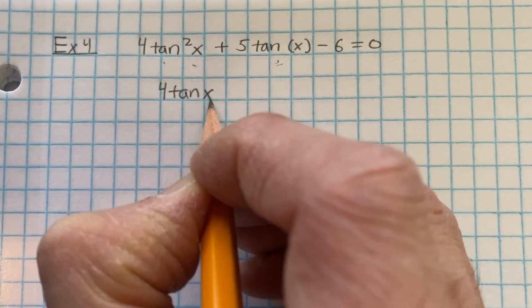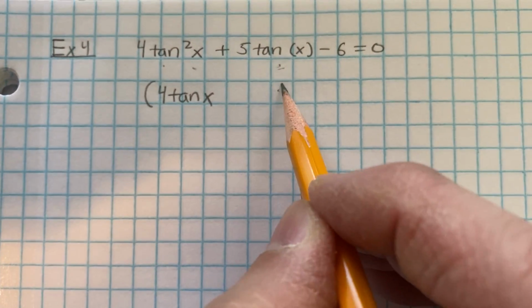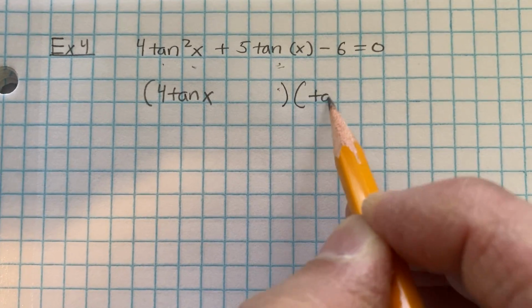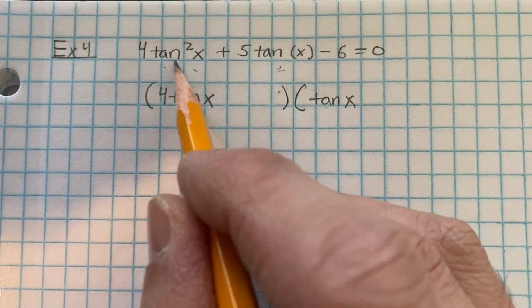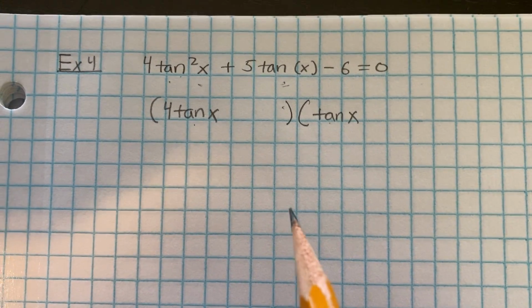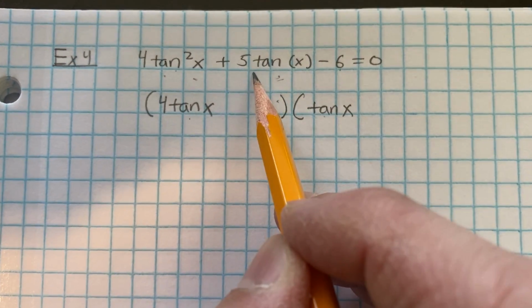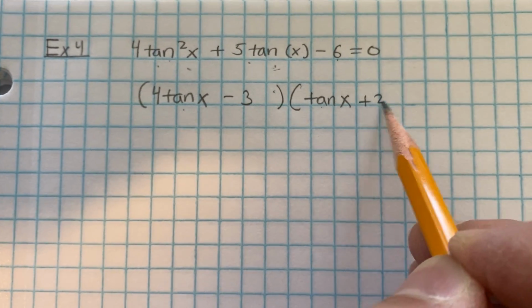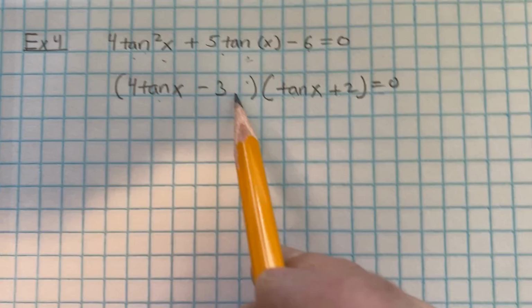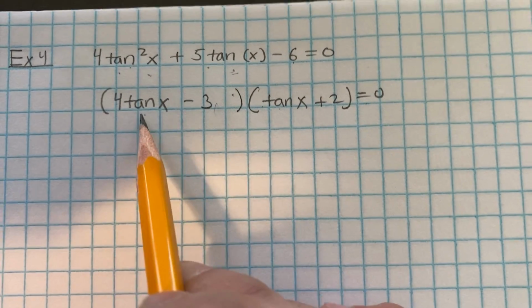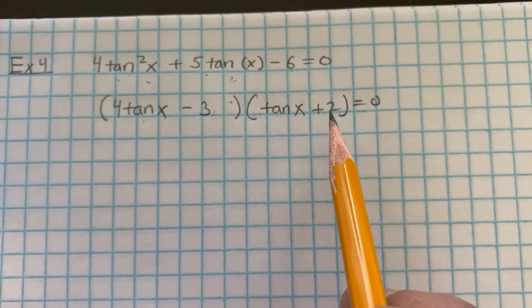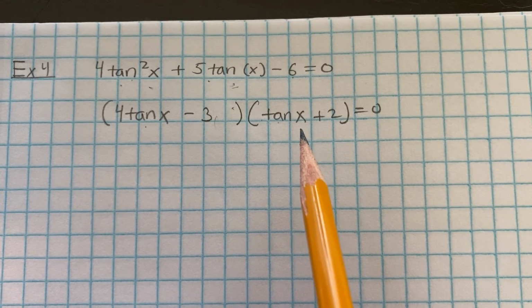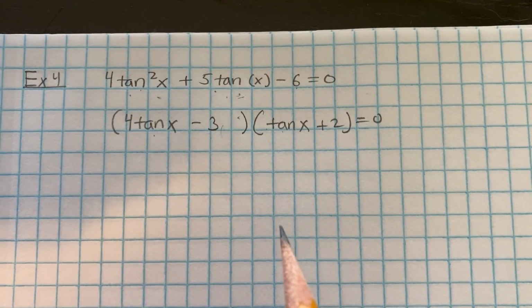Let's use 4 tan of x over here. And over here, this would be a single tangent of x, right? Because this times this will give you 4 tan squared x. And factors of 6 that give me 5, it's going to be minus 3 and plus 2. You can double check your work, right? Negative 3 tan x times 8 tan x, does that give you positive 5 tan x? And it does.